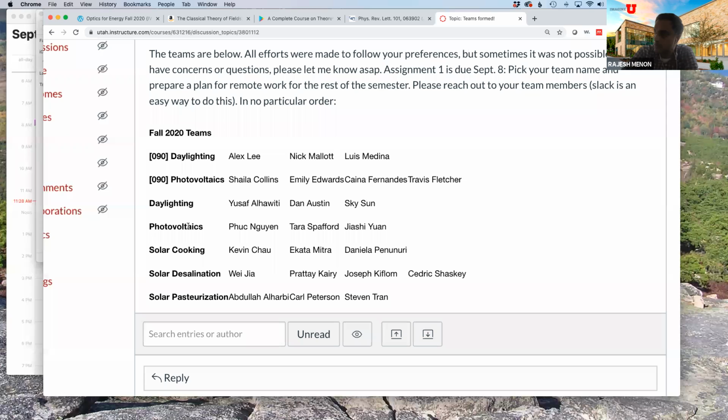So first things first, assignment 1 is make sure you contact your teammates and create a team name and a plan for remote work during the rest of the semester. So make sure you do that. And that's what I called assignment 1, and that's due next Monday. Next September 8th, so next Tuesday.